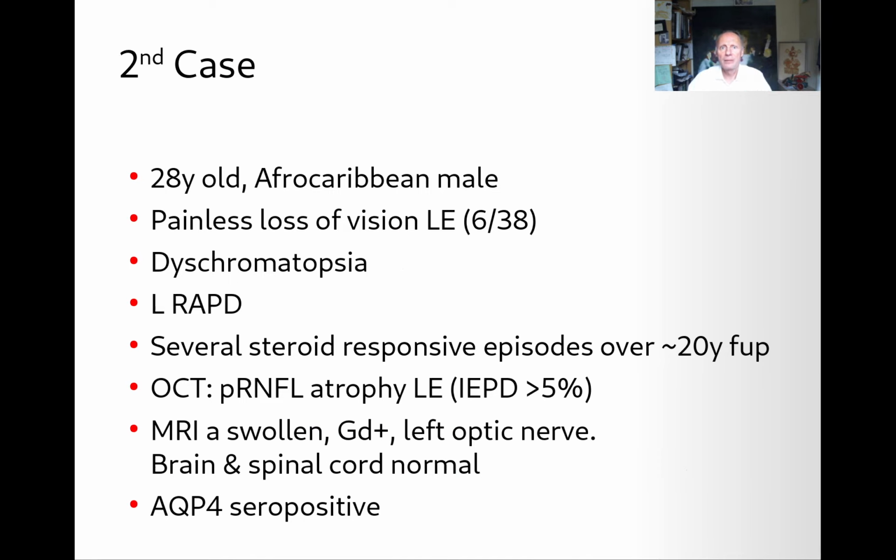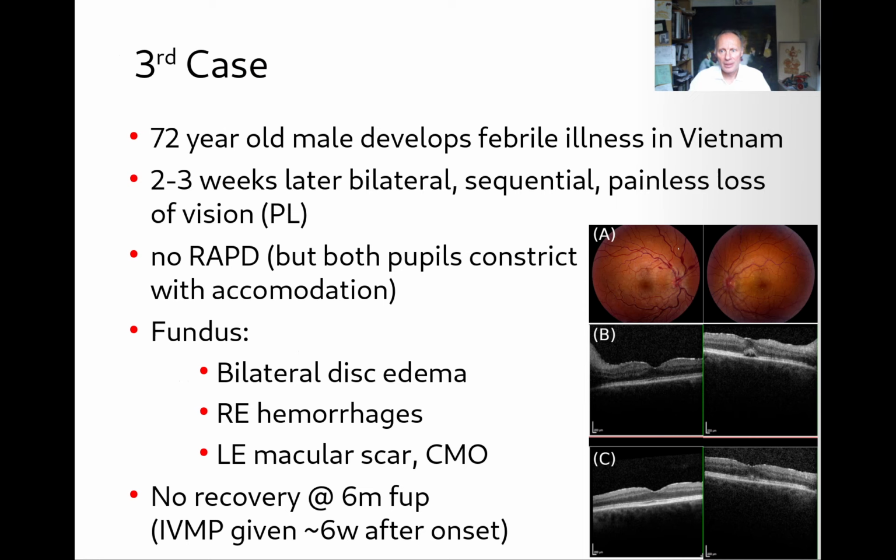This is the second case. Now let's go for the last one. The third case is a 72-year-old man. He is retired, went for a holiday to Vietnam, where he developed a febrile illness. Returned to the Netherlands 2 to 3 weeks later, developed bilateral sequential painless loss of vision down to perception of light only.